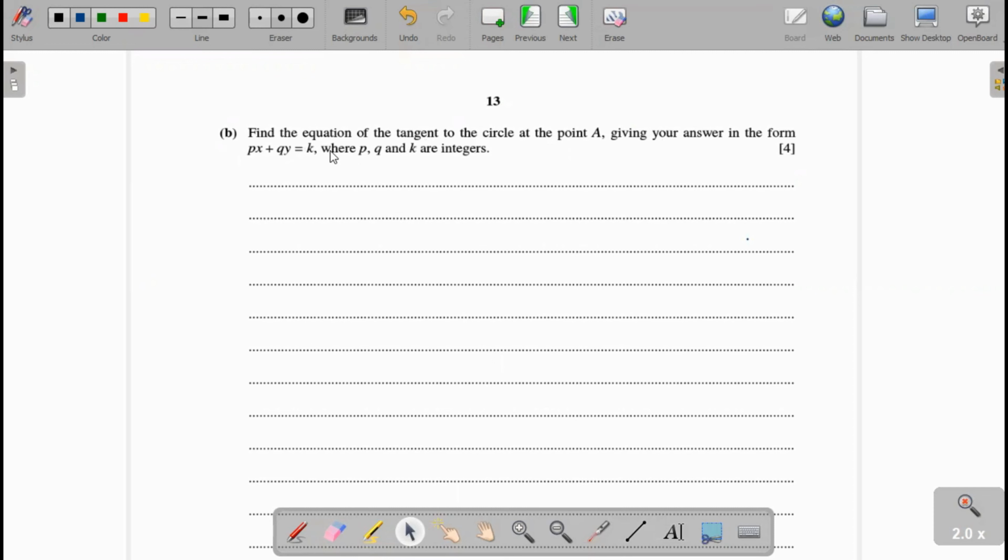Part B: find the equation of the tangent to the circle at point A, giving your answer in the form Px plus Qy equals K, where P, Q, and K are integers. Now here is the circle, and this is the center point, and we already found the center of the circle is minus 2, minus 3, and the point 1, 1 lies on the circle, as given in the question. Now suppose this point is 1, 1, and this line is the tangent to the circle.